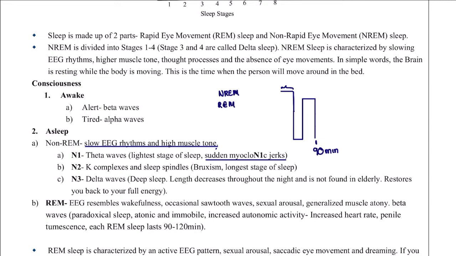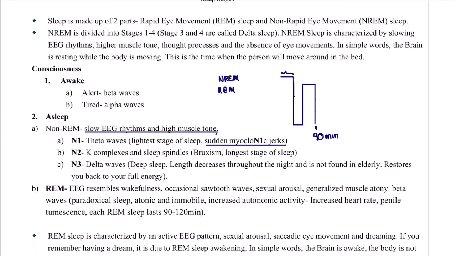N2 sleep is associated with K complexes and sleep spindles. And Bruxism, which is the grinding of teeth, occurs in this stage. This is the longest stage of sleep. During a night's sleep, you will be in this state the longest.